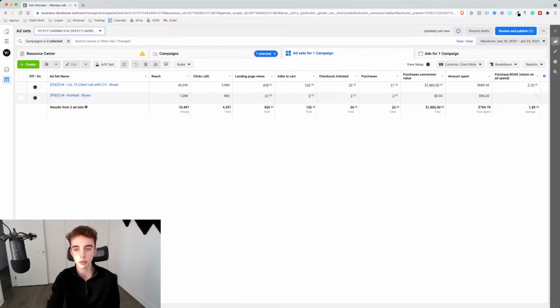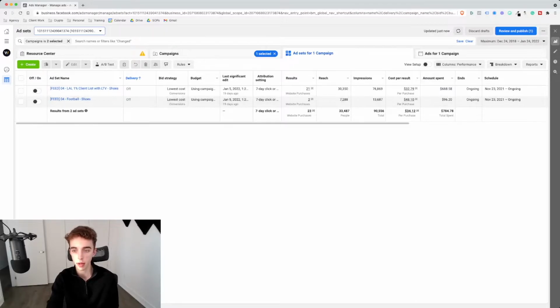But just by the cost per results, we were able to see that this first ad set was better than the second one. Again, if we're going back here, cost per result, 48 versus 32. Their average order value is close to $50, depending on the time of the year. At that time it was about 50 to 60 bucks. So you're obviously getting a much better result with this first ad set.